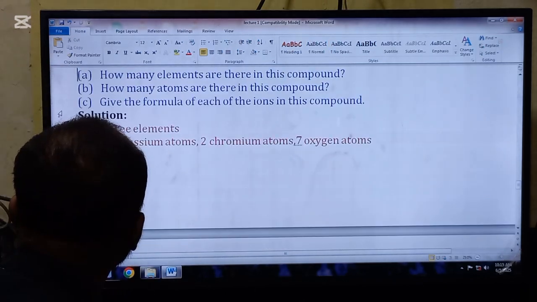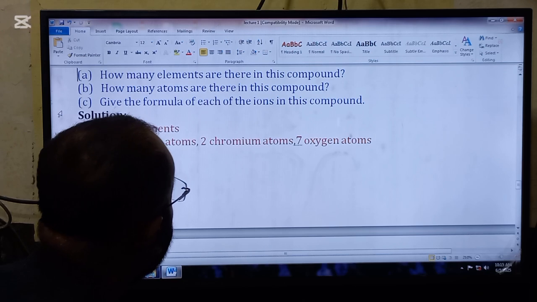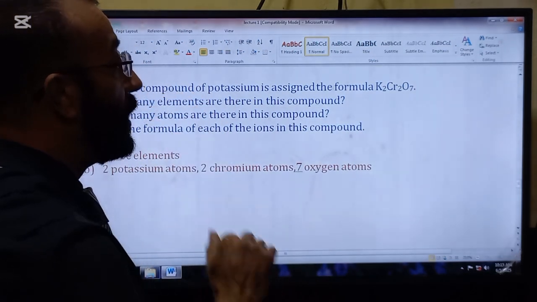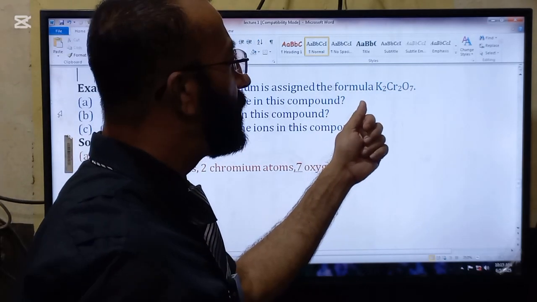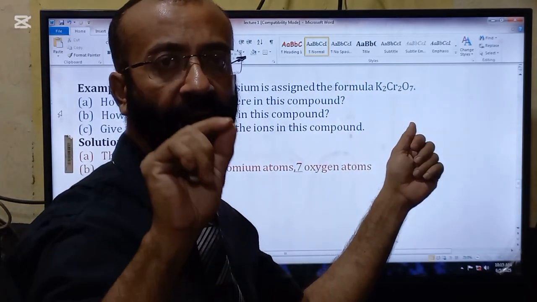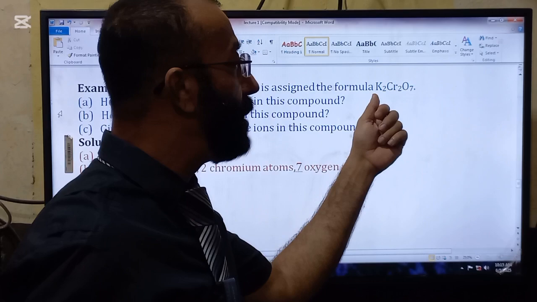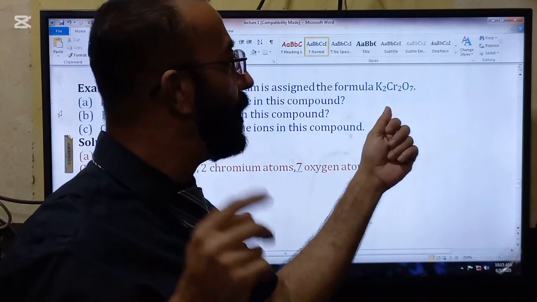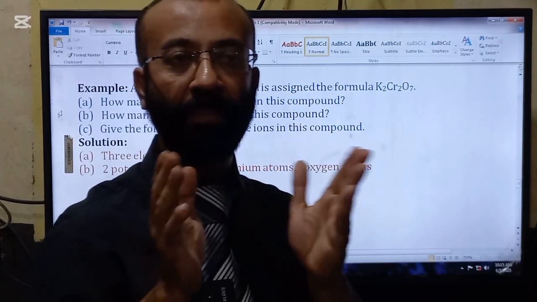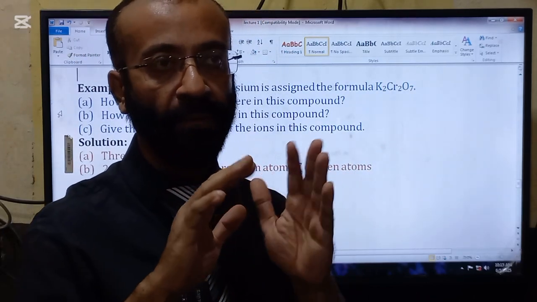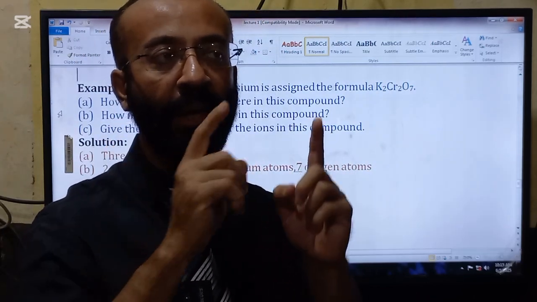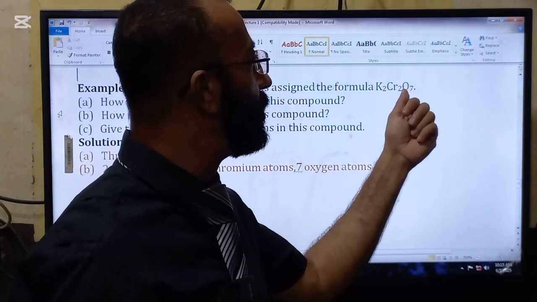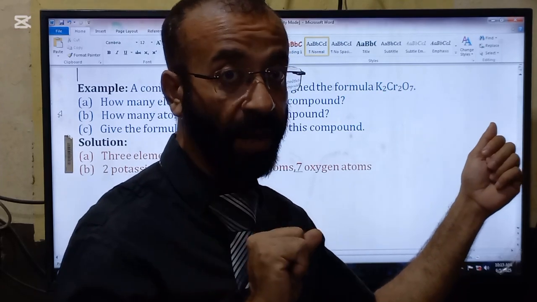And the last requirement is, give the formula of each of the ions in this compound. This is the compound. So look now, potassium is always present in the compound as the ion K+. Since there are 2 potassium atoms, the valency will be 2+. So the positive valency is 2. For a compound, it is very necessary that positive valencies should be equal to negative valencies. So it means Cr2O7 should have a valency of 2-.